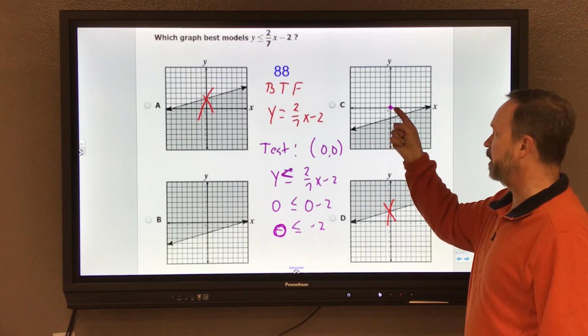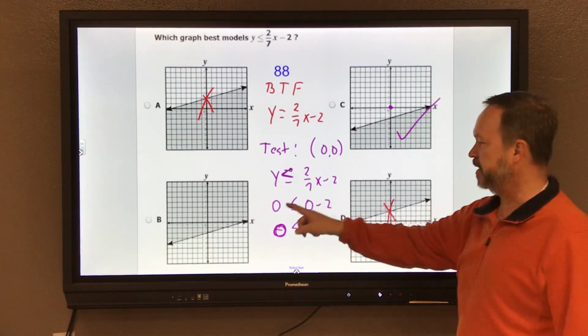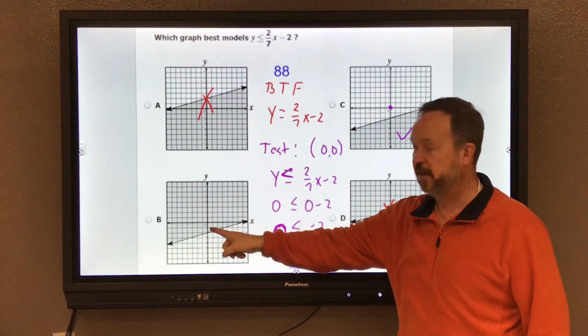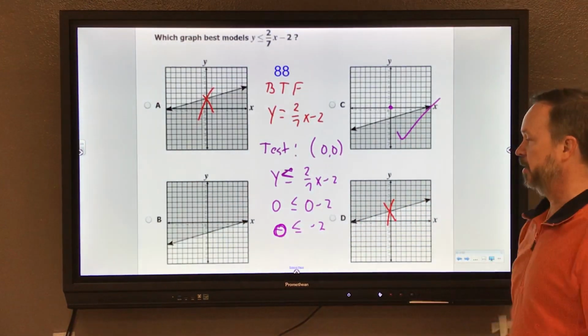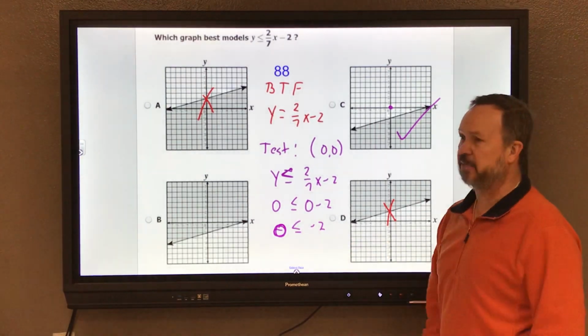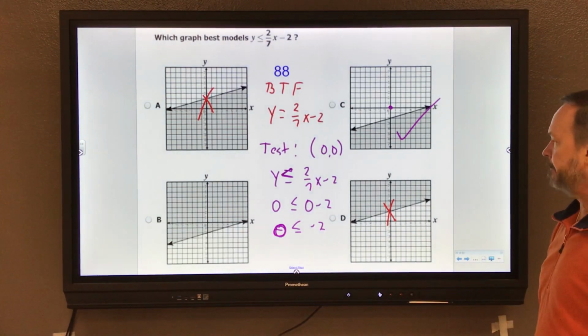So I should shade on the other side of the line, which means this is the one that's right. See, this says that 0, 0 works, and it does not. It says 0, 0 works, so all of its friends work, and it does not. It did not work, because 0 is not less than a negative 2. It's just not. Okay.